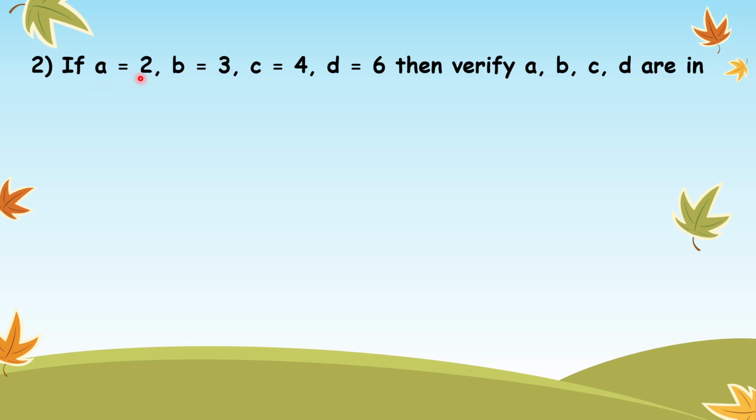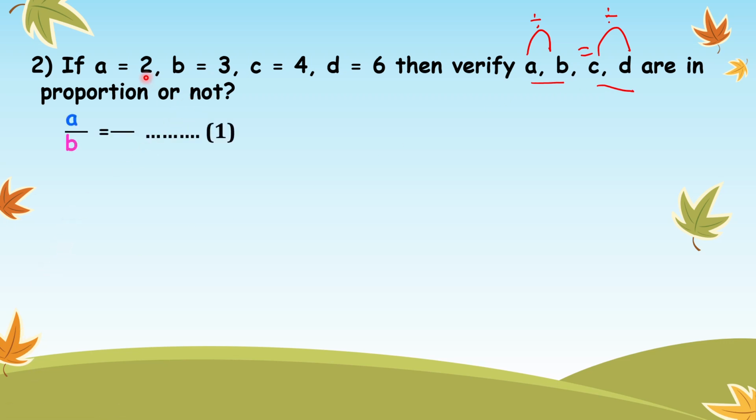10. Now if A is equal to 2, B is equal to 3, C is equal to 4, D is equal to 6, then verify whether A, B, C, D are in proportion or not. A, B, C, D are in proportion if A upon B is equal to C upon D, that means the division of the first two numbers is equal to the division of the last two numbers. We have to take the ratio of A and B. Therefore A upon B is equal to, A is nothing but 2 upon B is nothing but 3.